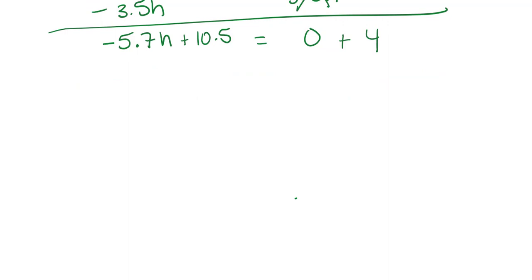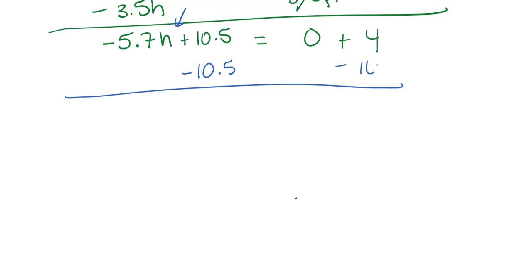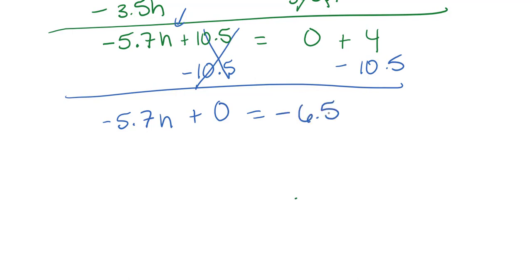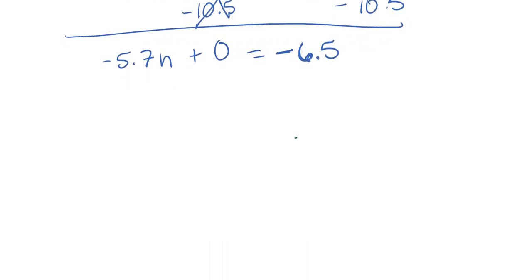Now our next step is to continue to get h by itself. In order to do that, we're just going to subtract 10.5 from both sides, because it gets rid of it on the left-hand side, so that's just 0. And then we're left with negative 5.7h plus 0, so that's just negative 5.7h. Then we have 4 minus 10.5, which is negative 6.5. Feel free to get the calculator out and make sure you can do that if you don't see that, because we can use our calculators now.